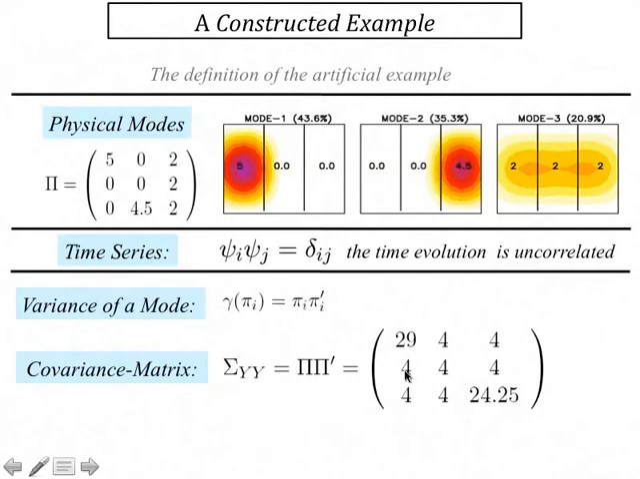which is 20.25. And then the last one here also has some variance there. It's 4. So we get 24.25. So the diagonal elements are just the variances, and I can just get them from the patterns. That's the way I constructed it.